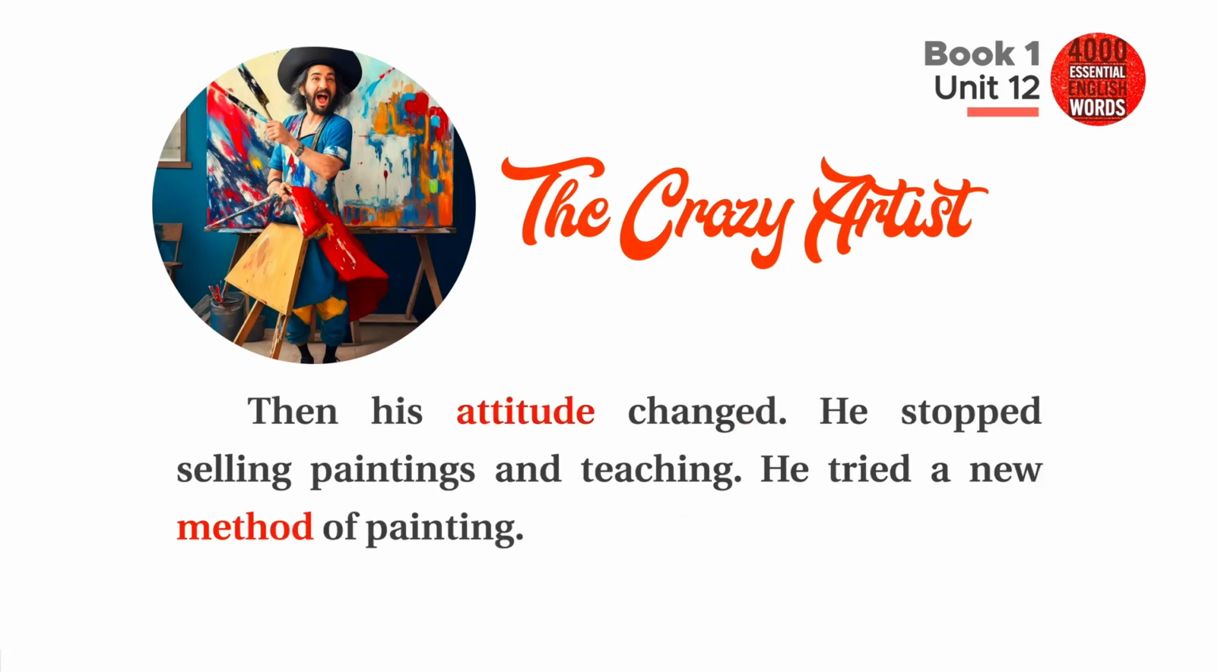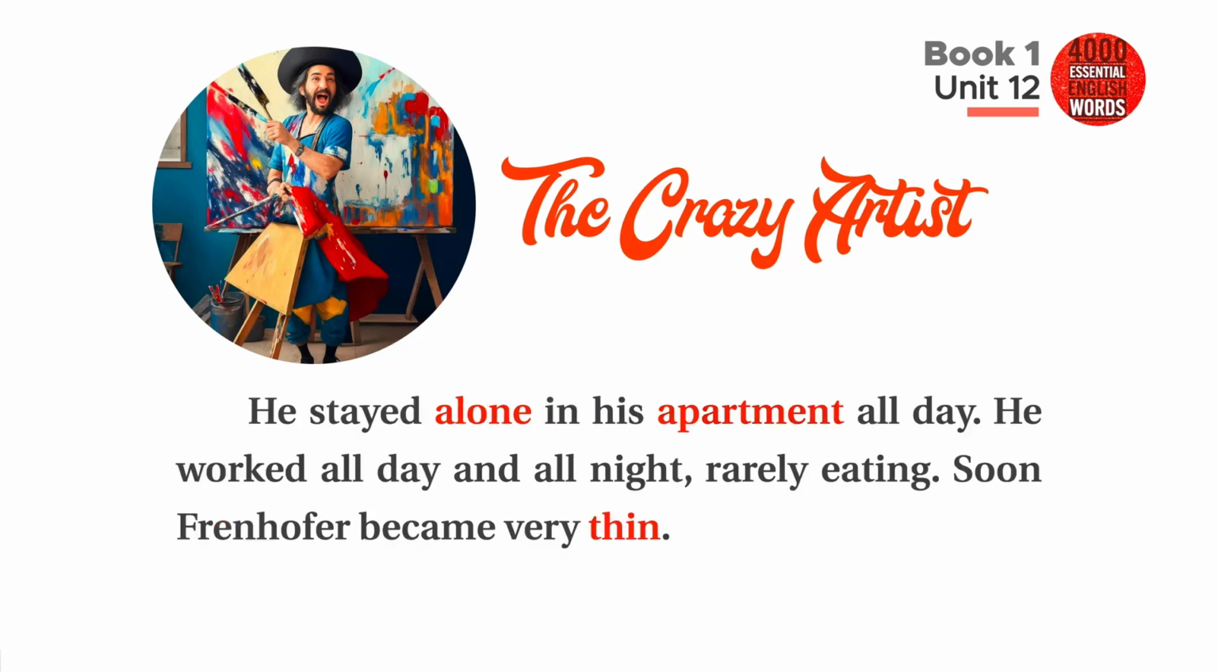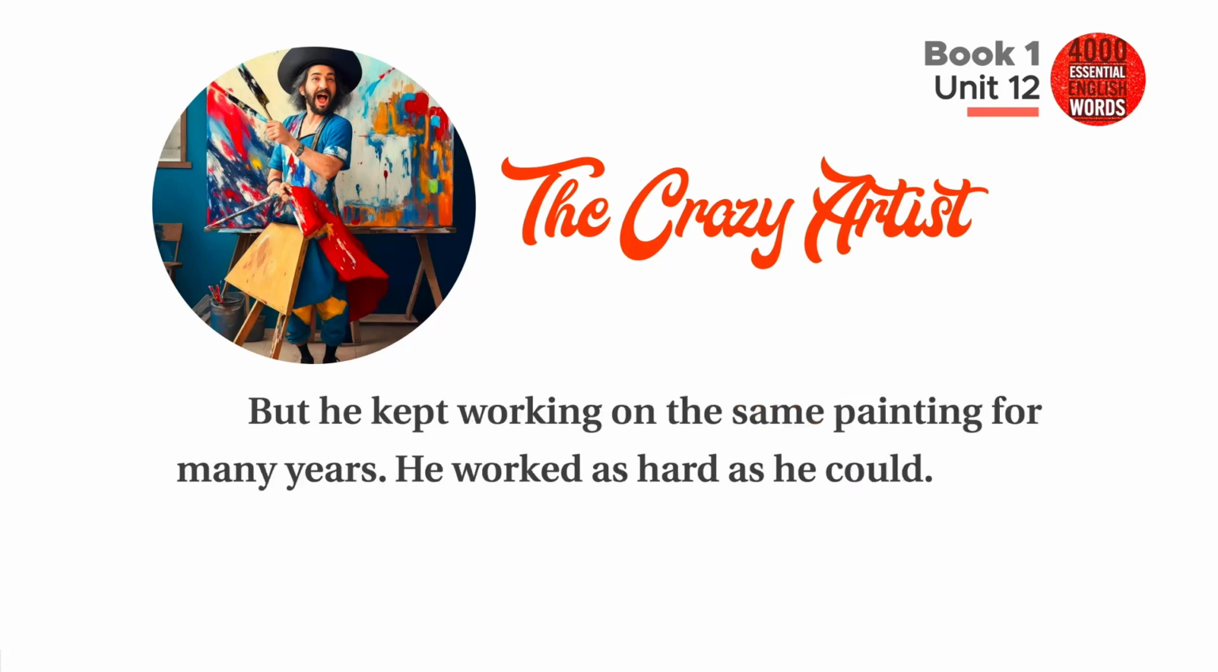Then his attitude changed. He stopped selling paintings and teaching. He tried a new method of painting. He stayed alone in his apartment all day. He worked all day and all night, rarely eating. Soon Fraunhofer became very thin, but he kept working on the same painting for many years. He worked as hard as he could.